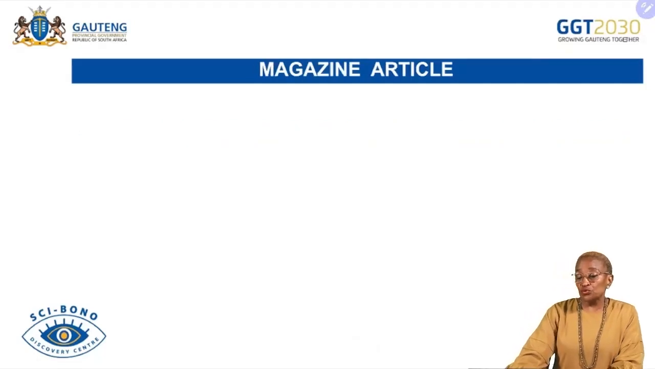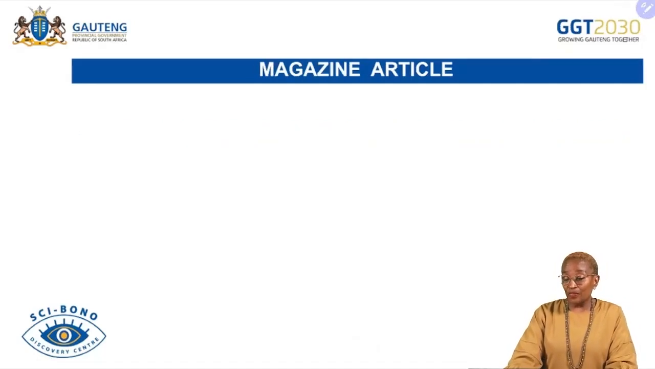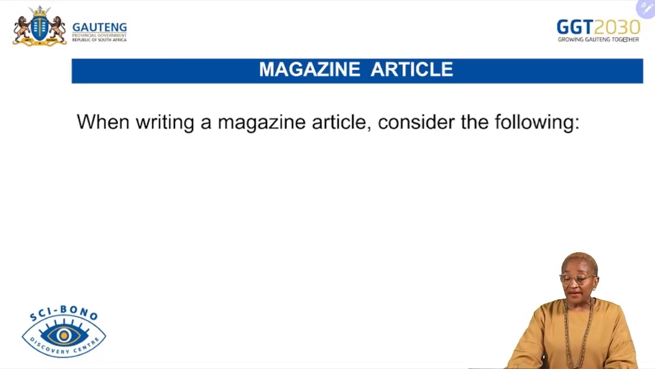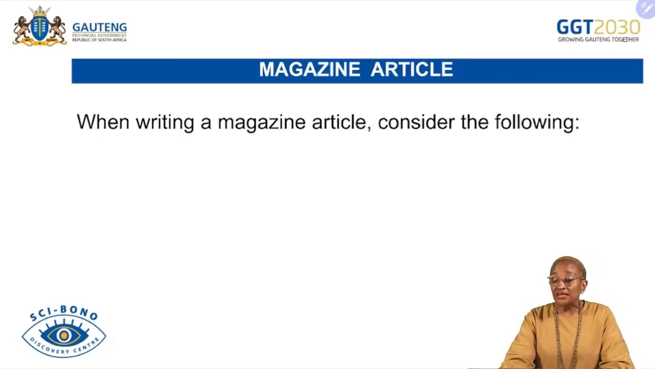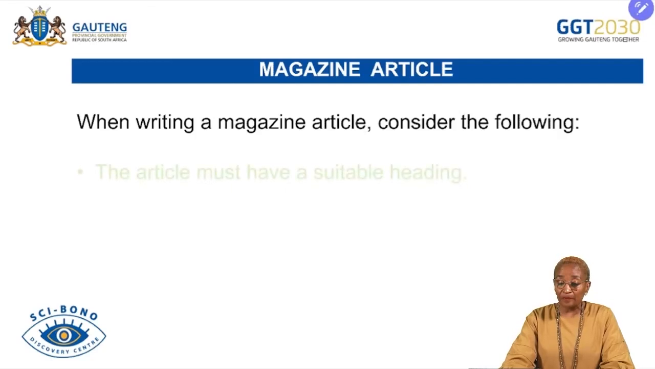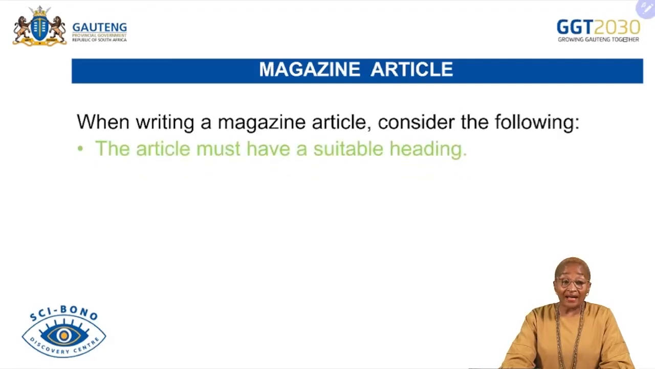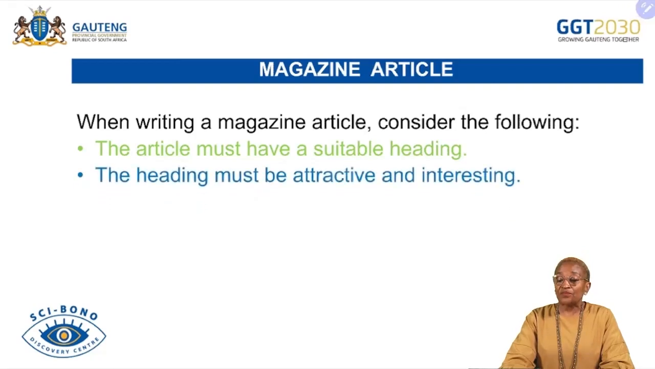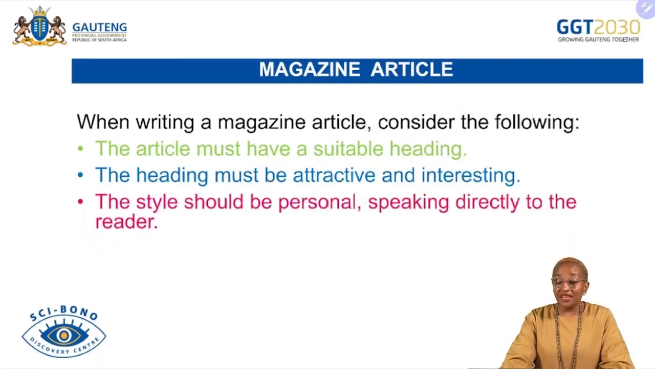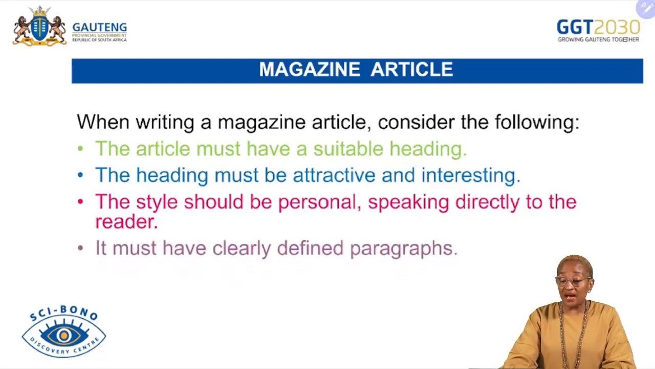Let's move to magazine article now. When writing a magazine article, you need to consider the following. The article must have a suitable heading. The heading must be attractive and interesting. The style should be personal, speaking directly to the reader, and it must have clearly defined paragraphs.